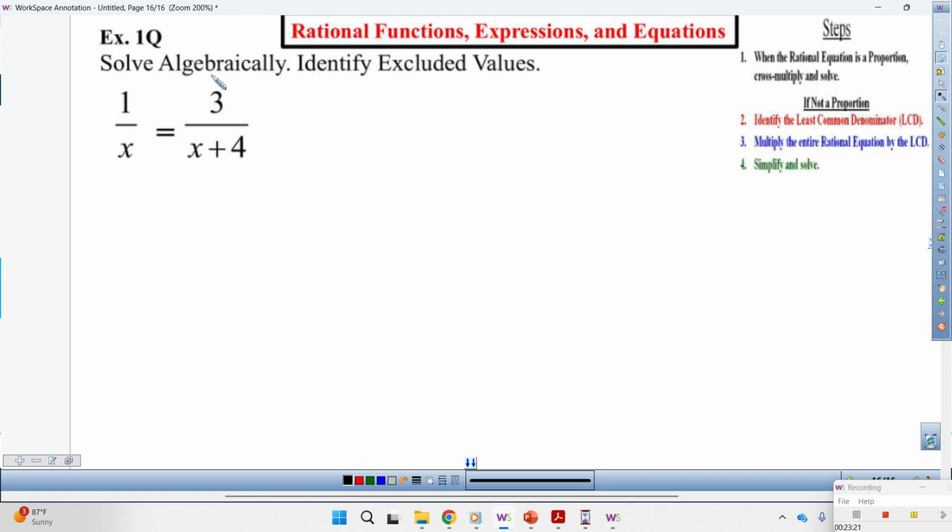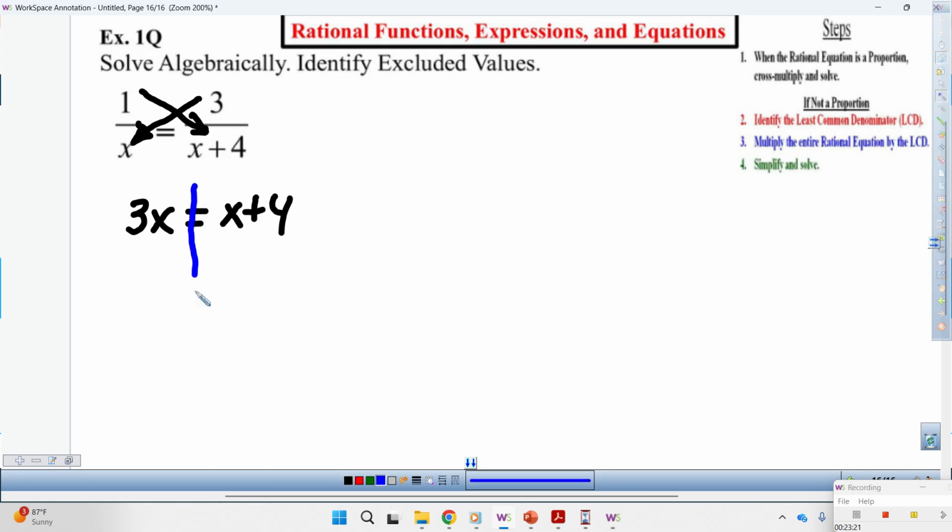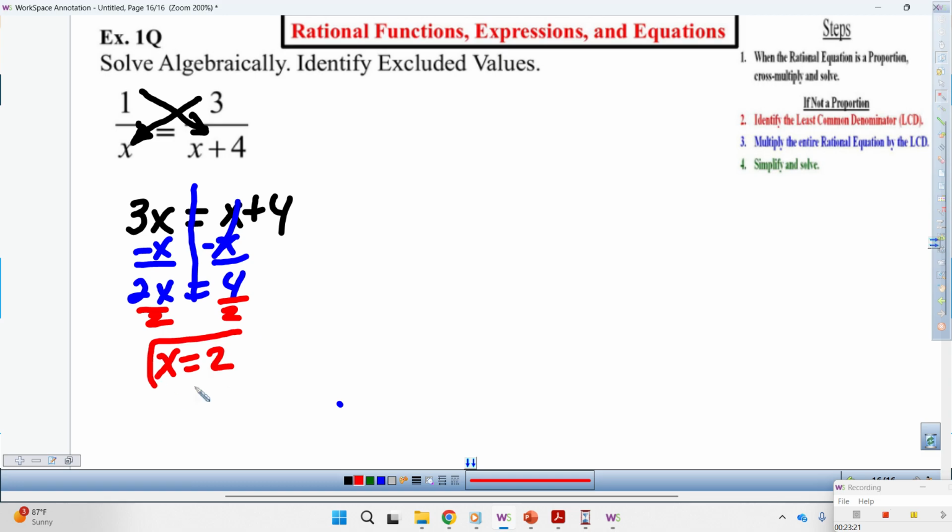Question. Do we have a fraction equal to another fraction? Yes, Mr. Q. So I'm going to cross multiply. I'm going to start with my x. What is 3 times x? That's 3x equals 1 times all of that, x plus 4. From there, we need to solve this. Line down the equal sign. All x is to one side. I subtract x, subtract x. That leaves me with 2x equals 4. Divide by 2, divide by 2. X equals 2. Hands if you got that by yourself. All right, and that's my solution.